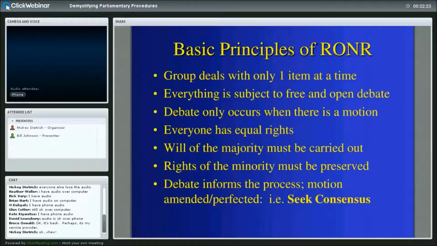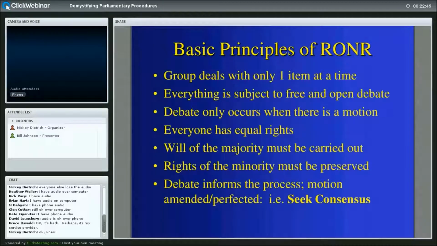When you're working on a motion, which is the way you make a decision, everything is subject to free and open debate, and it's an orderly debate. That is, people aren't just shouting out. There are limitations and controls to make sure that it is an orderly debate, but it is a free and open debate, so it's very democratic.